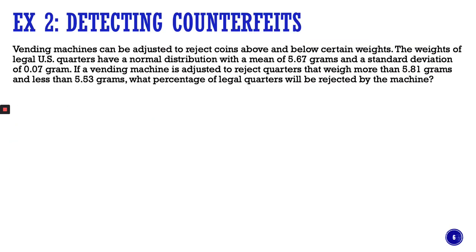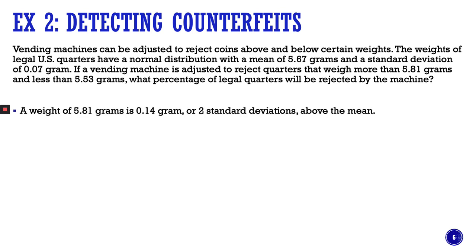Example 2, detecting counterfeits. Vending machines can be adjusted to reject coins above and below certain weights. The weights of legal U.S. quarters have a normal distribution with a mean of 5.67 grams and a standard deviation of 0.07 gram. If a vending machine is adjusted to reject quarters that weigh more than 5.81 grams and less than 5.53 grams, what percentage of legal quarters will be rejected by the machine?